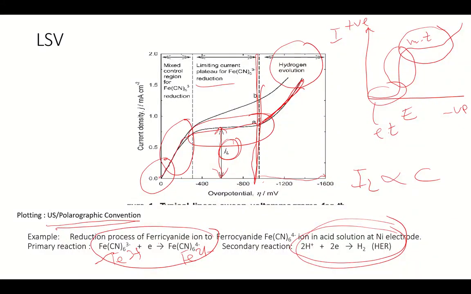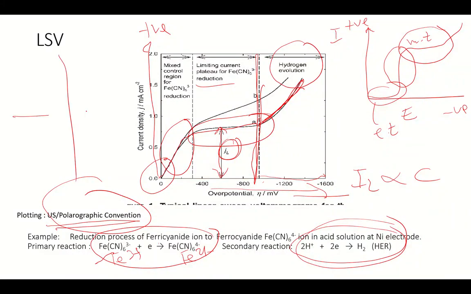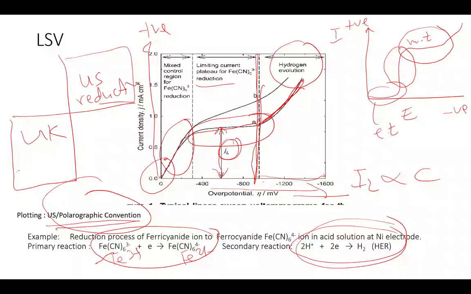If you plot using this US convention, E negative is in this direction and I positive is in this direction, so this is the reduction process. This first quadrant is the US convention for reduction. This third quadrant is the UK or IUPAC convention for reduction.